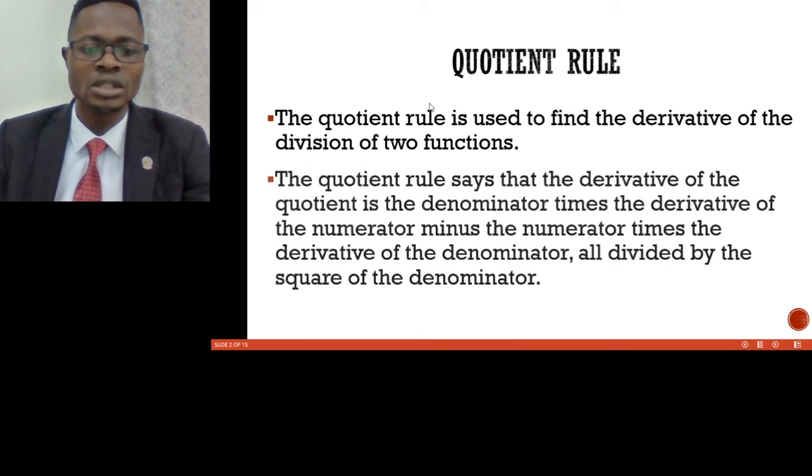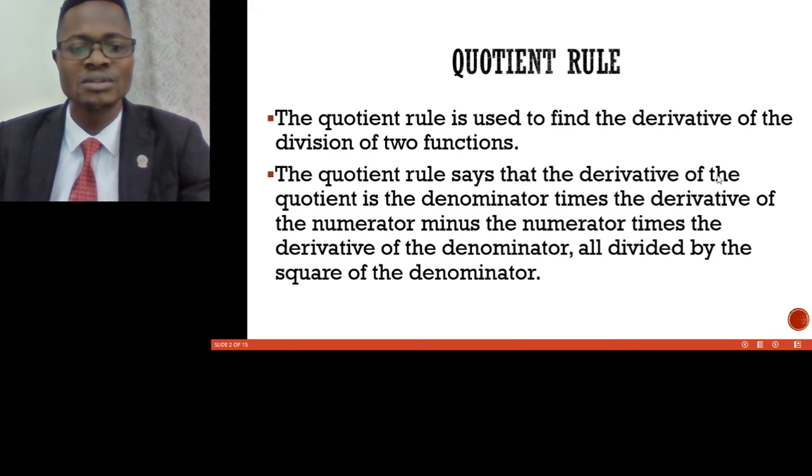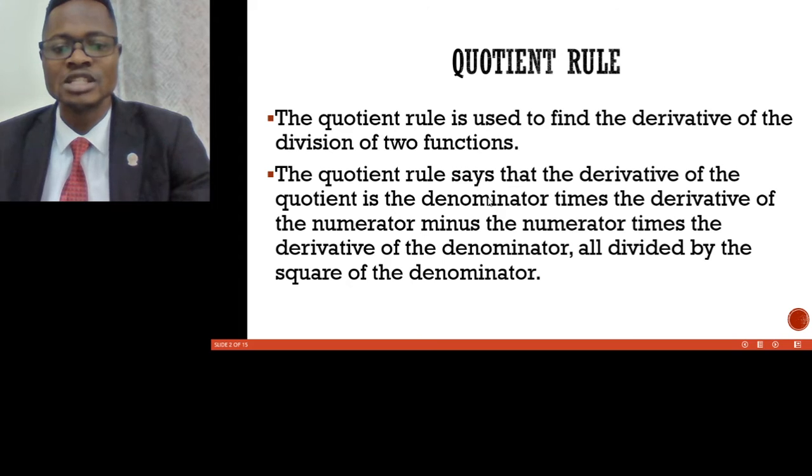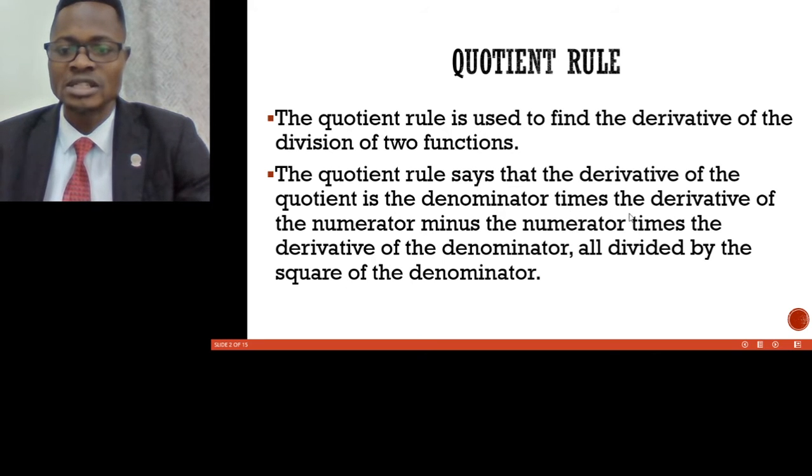Now the quotient rule says that the derivative of the quotient is the denominator times the derivative of the numerator minus the numerator times the derivative of the denominator, all divided by the square of the denominator. This is just a simple way of expressing what the rule says.